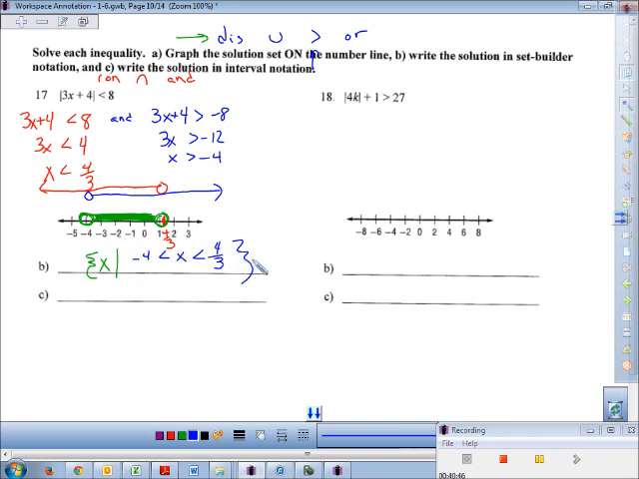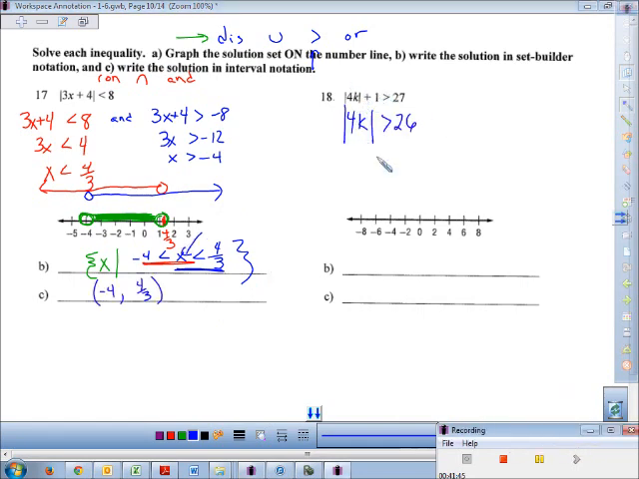To read that out loud, that has to be read from the variable each time. It's the set of all x such that x is greater than -4, and at the same time, x is less than 4/3. That's the hardest ones to read right there.